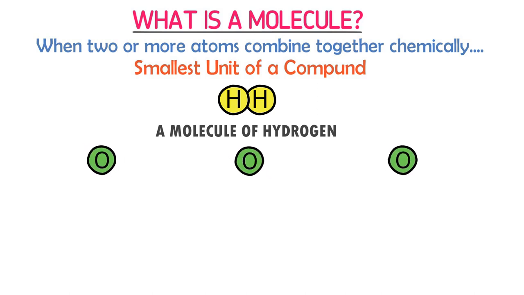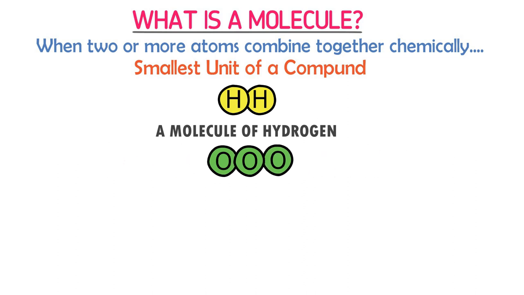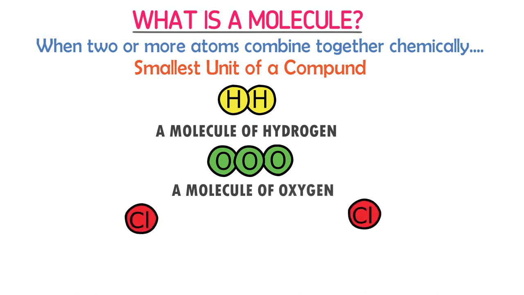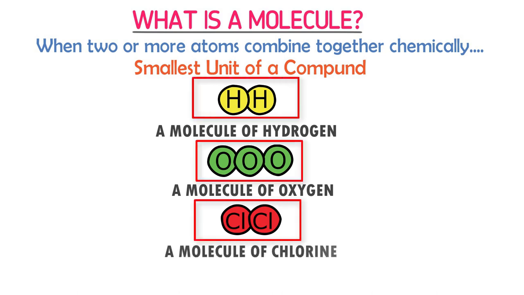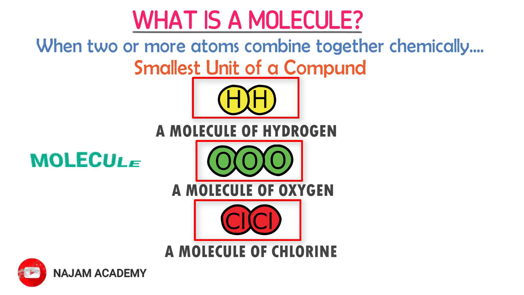Secondly, consider three oxygen atoms. When all these three atoms come together and join chemically, we call this a molecule of ozone. Thirdly, consider two chlorine atoms. When these two atoms of chlorine come together and join chemically, we call this a molecule of chlorine. Thus, from these examples, we learn that when two or more atoms combine together chemically, we get a molecule.